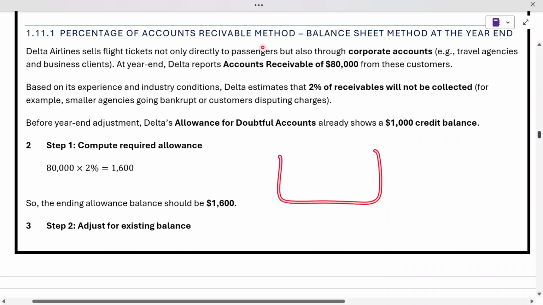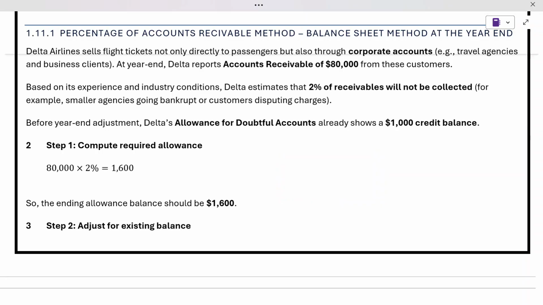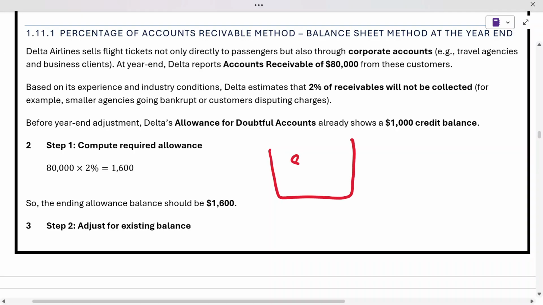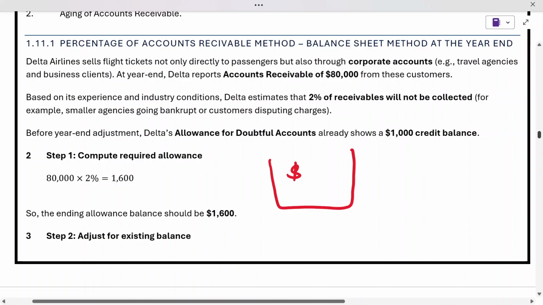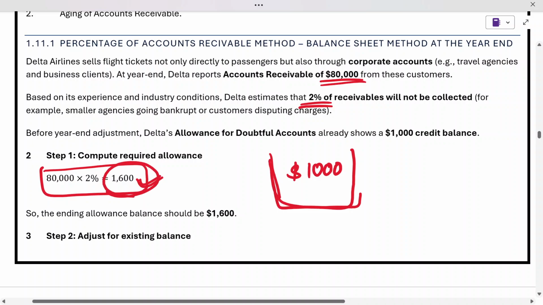So this is their box wherein $1,000 is sitting right now. Now we know that the company determined that out of this $80,000, 2% won't be received. So out of this $80,000, 2% meaning $1,600 won't be received. So this bucket should have a total of $1,600 worth of provision, right?